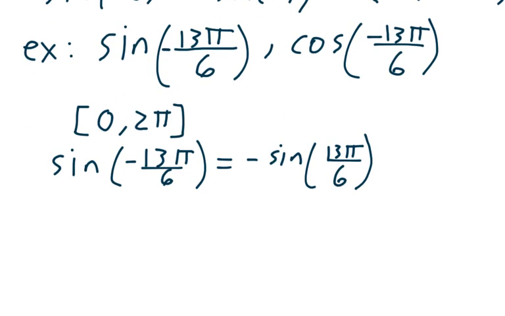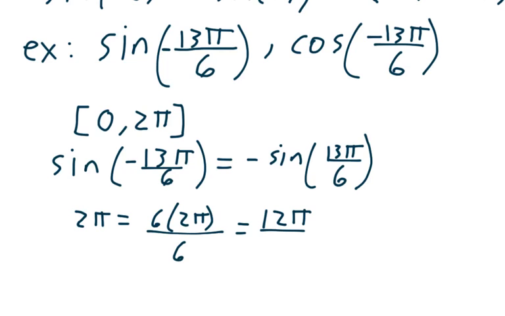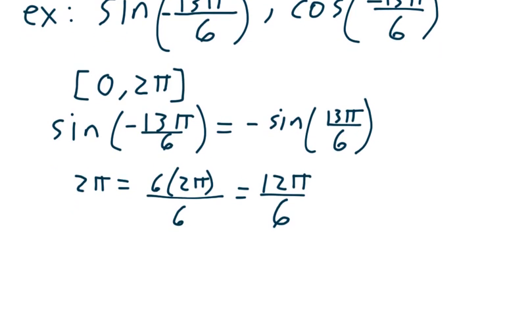Okay, so now 13 pi over 6, well, if you notice, 2 pi is the same as 6 times 2 pi divided by 6. And of course, that's 12 pi over 6. Now, why did I do that? Well, this is showing us that 13 pi over 6 is bigger than 2 pi. In other words, if we want to know what sine of 13 pi over 6 is, let's subtract 2 pi from it, because 13 pi over 6 alone is too big. Okay, so let's do that.